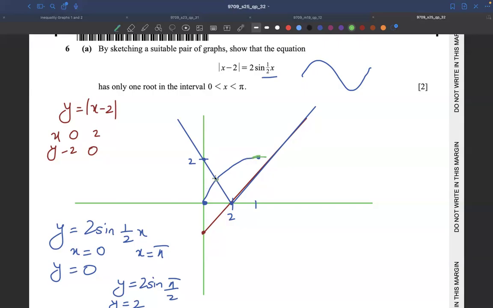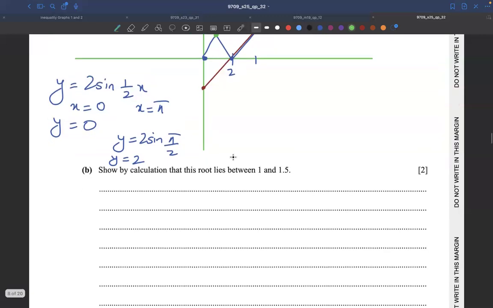So this is the only part that we will be making. And we can see that there's only one point of intersection from 0 to pi. And we cannot go beyond pi because the domain is given from 0 and less than pi. So this point basically shows that there is only one solution.